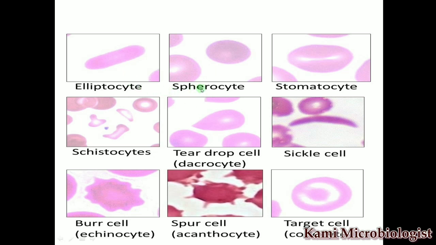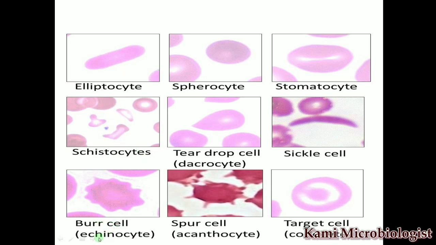This is the spherocytes, this is the stomatocyte. A stomatocyte may contain a white spot, as you can see. These are the sickle shapes, the sickle cells, which look like a sickle form. Teardrop cells, we also call them dacrocytes, and these are the schistocytes, as you can see.